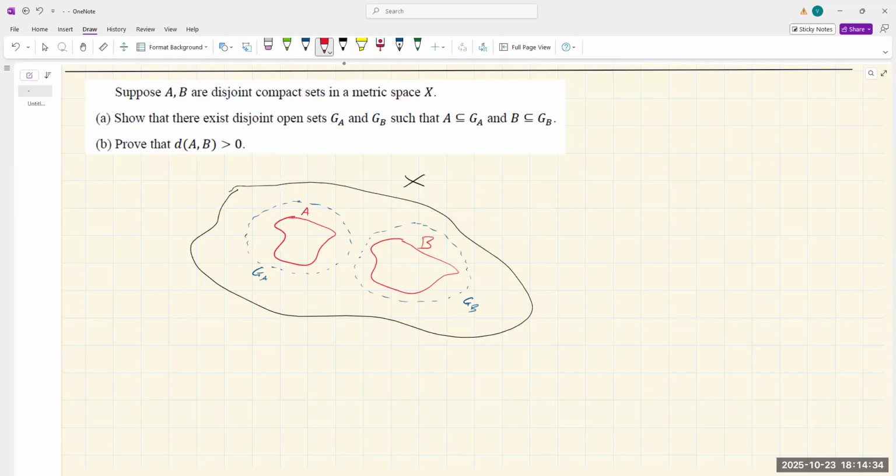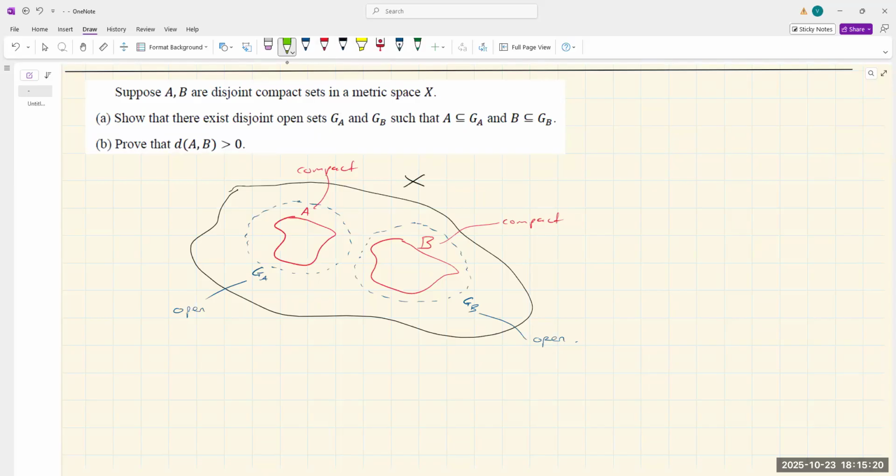So these are compact, and these are open. That's what the first part of this result is saying. The next part is, we'll then prove that the distance between these two sets is strictly positive. There are a couple of ways to do this. One of the easier ways is to use the distance between a point and a set.